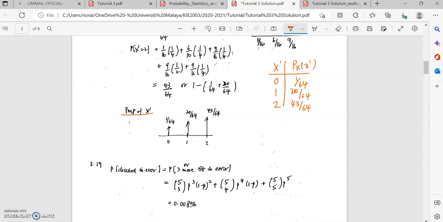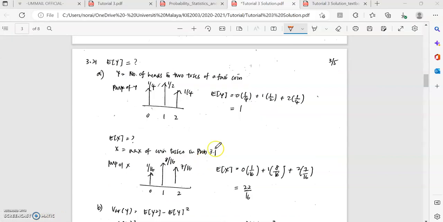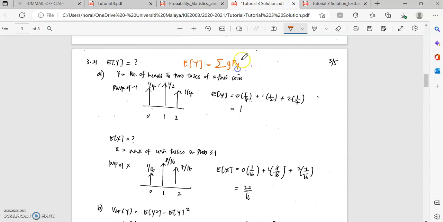So let's look at the next question, 3.21. In problem 3.11, compare the expectation of Y. Y is the PMF for the number of heads in 2 tosses of a fair coin, and X is the maximum of the coin tosses by these two, Carlos and Michael, but they are using a fair coin. You are asked to calculate the expectation. To find the expectation of Y, you have to sum up all the values of Y with the probability of Y taking that value.